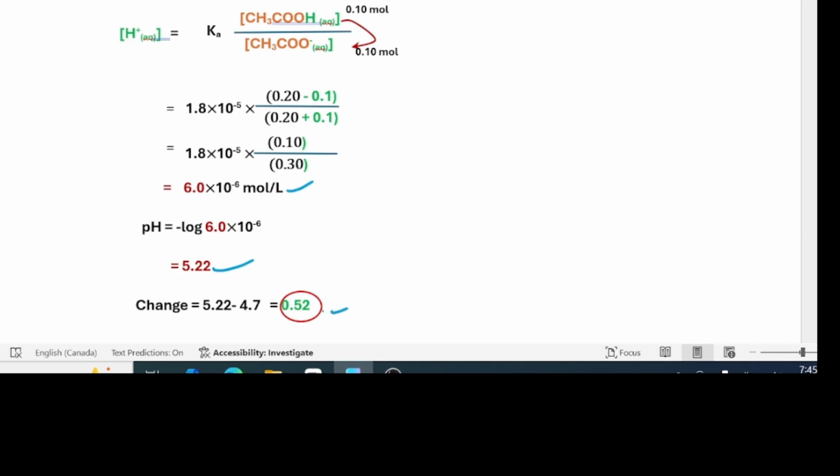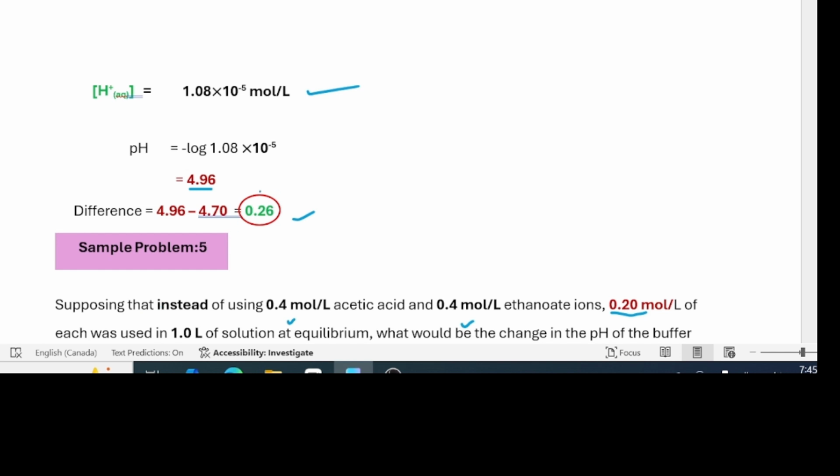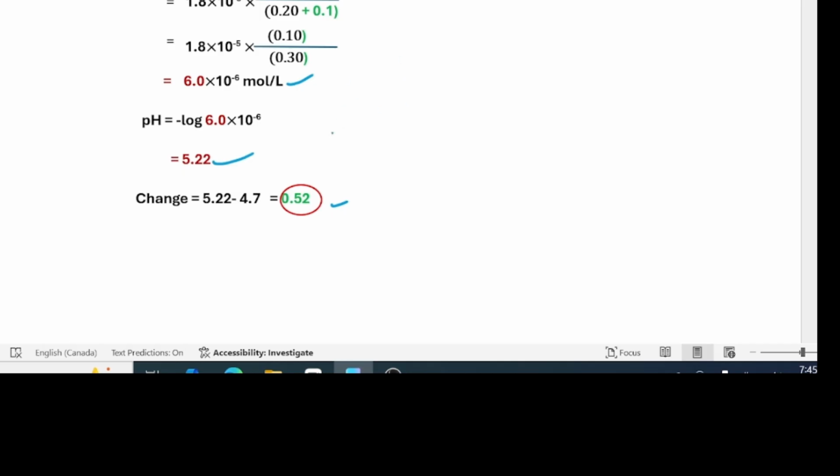I can find that this is a change in pH. Look, we're going to compare this with the one before. See, this was a change in pH when you had twice the concentration of the acid and the base. When you have the lower concentration, the change in pH is twice that.